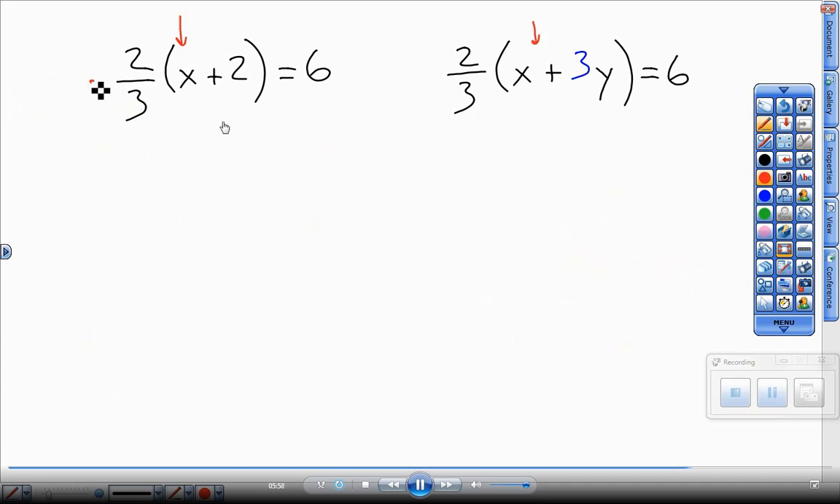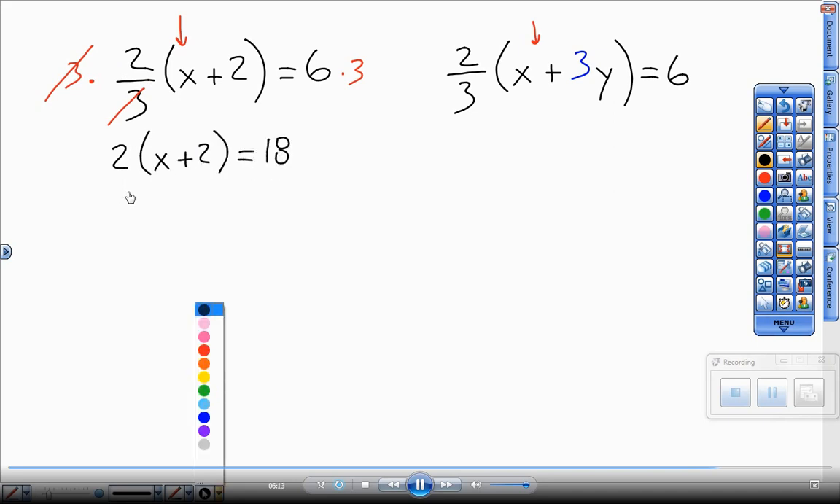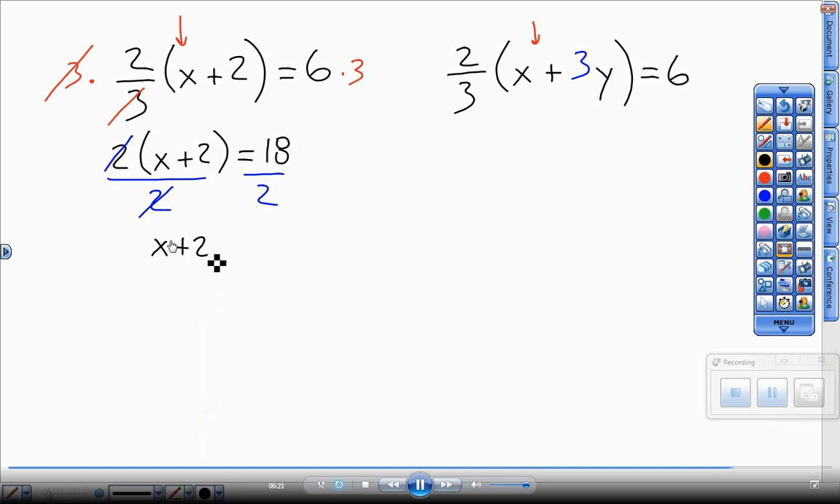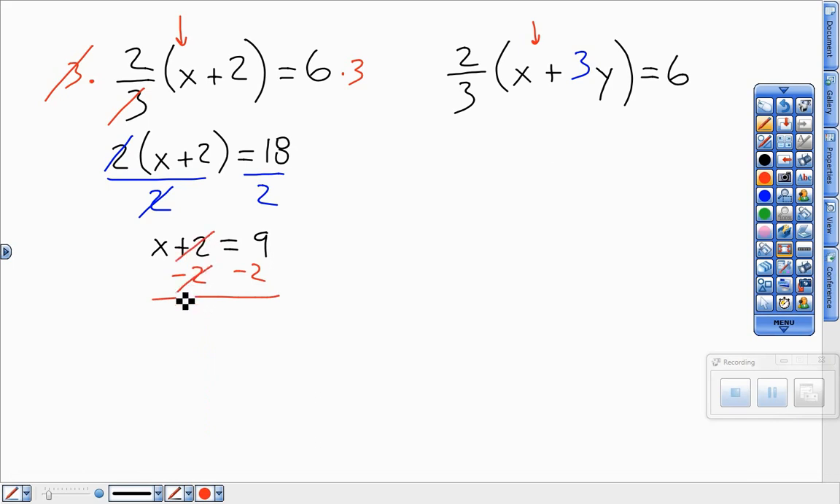Similar but a little bit different. Both of them start by doing the opposite of timesing by 3, multiplying by 3. Bring down the 2 and your parenthesis, X plus 2 equal to 18. Divide both sides by 2 right there. Divide by 2, divide by 2. And that gives me X plus 2 equal to 9, minus 2 on both sides, and that gives me X equals 7.